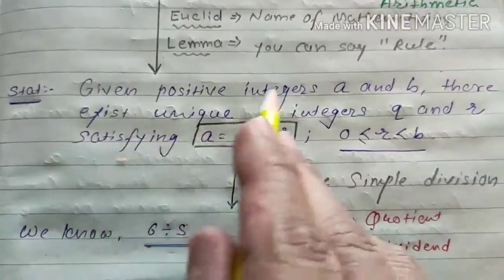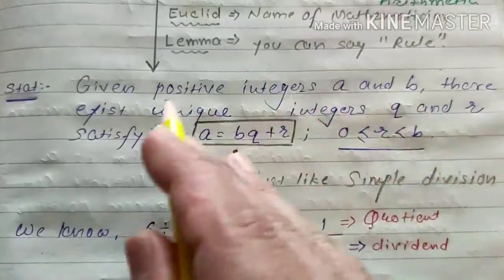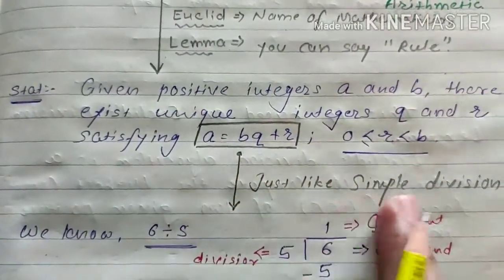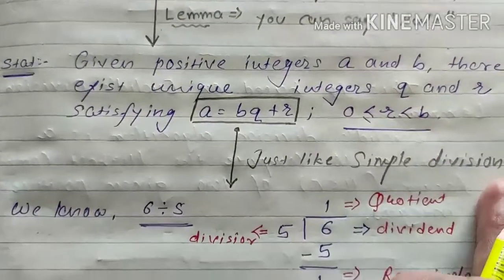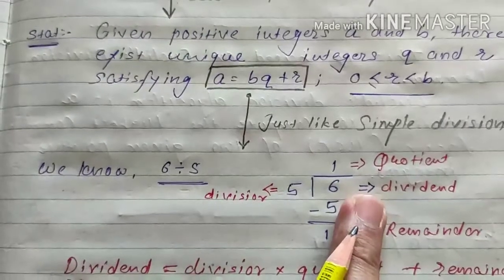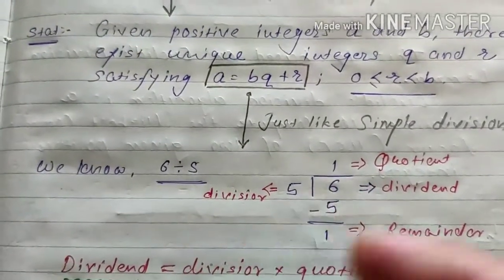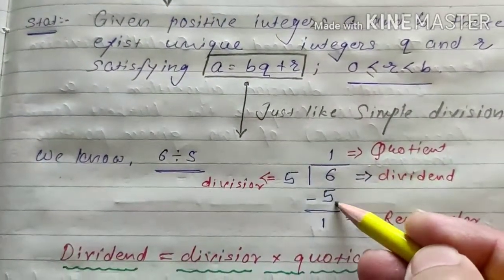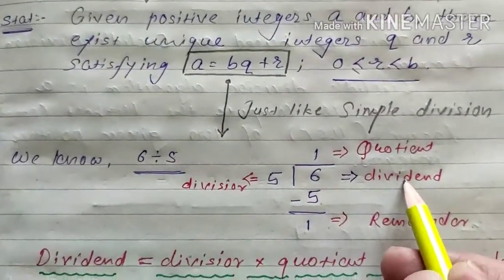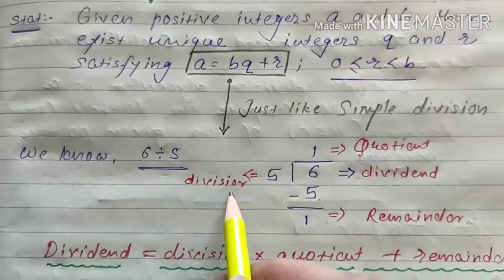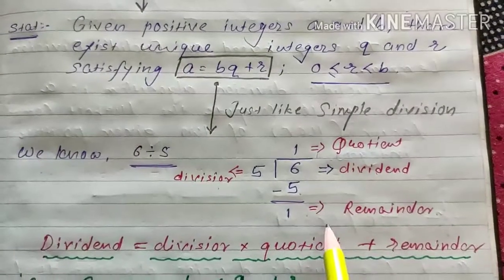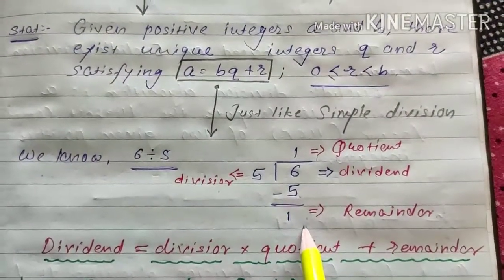I know that you are a little bit confused about what the statement said. So it is just like a simple division. We know that 6 divided by 5. So what can we do? Our regular method: 6 divided by 5. So 5 ones are 5, so the remainder is 1. This 6 is called the dividend, 5 is called the divisor, 1 is called the quotient, and here 1 is called the remainder.